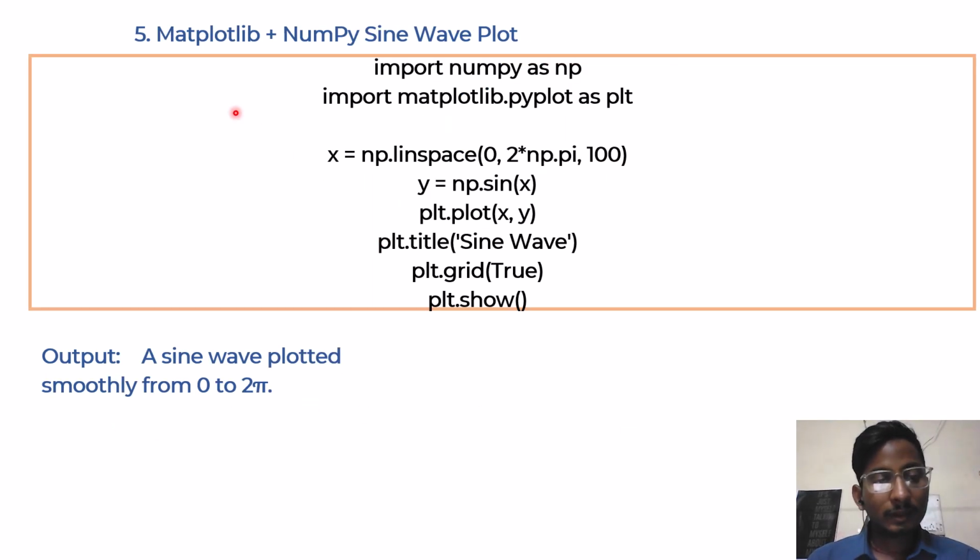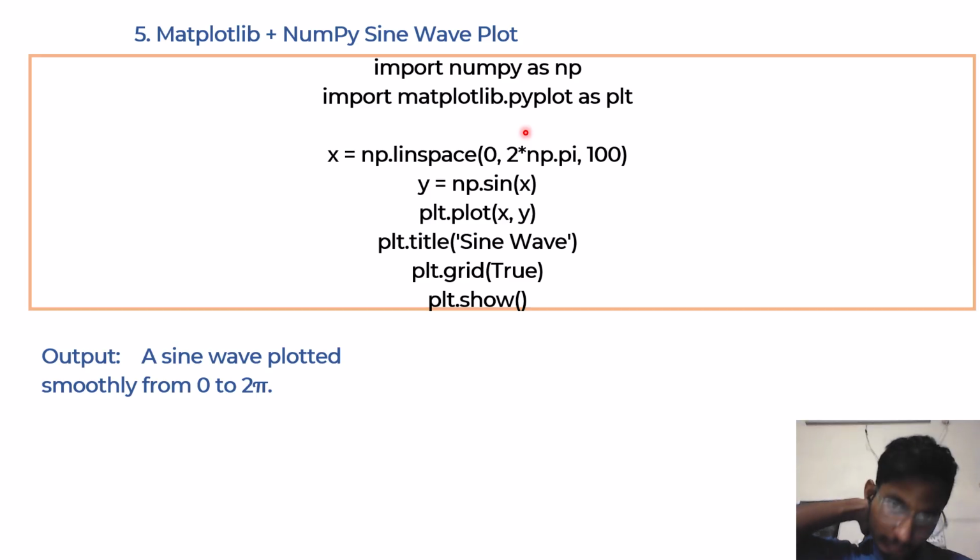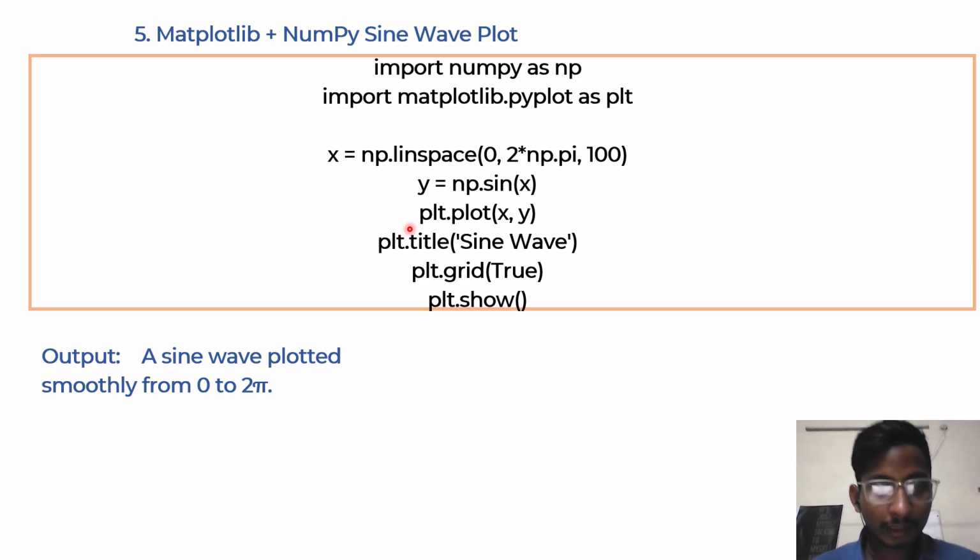Last is Matplotlib plus NumPy sine wave plot. Import numpy as np, import matplotlib.pyplot as plt. We take two variables x and y. We take a linspace for this range of values for x. We plot a graph with a title and then we show it. The output is a sine wave plotted smoothly from 0 to pi.